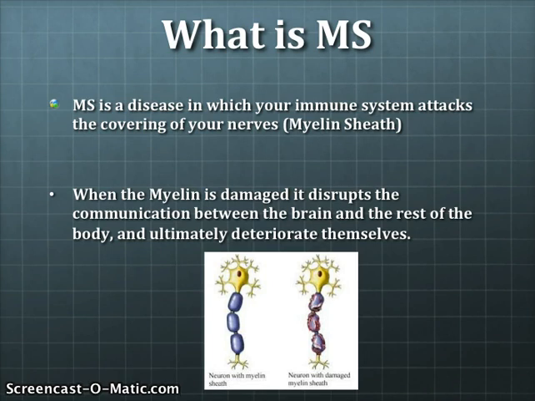Multiple sclerosis is an immune disease. It attacks the covering of your myelin sheath, and when your myelin sheath is damaged, it disrupts the communication between the brain and the rest of the body, and just makes it harder to function as normal. And this can make everyday tasks very hard.